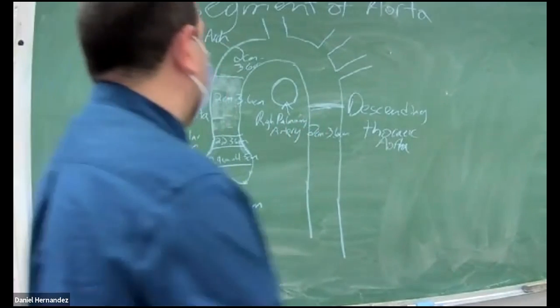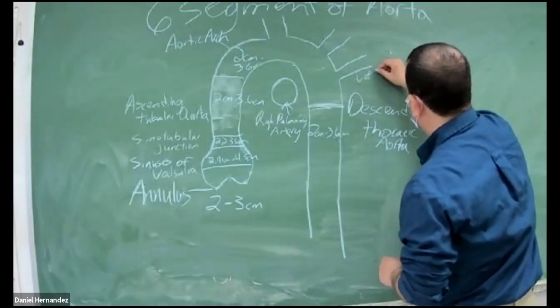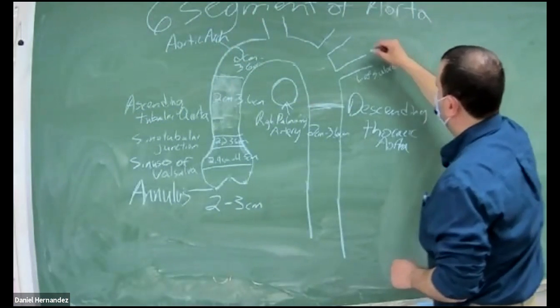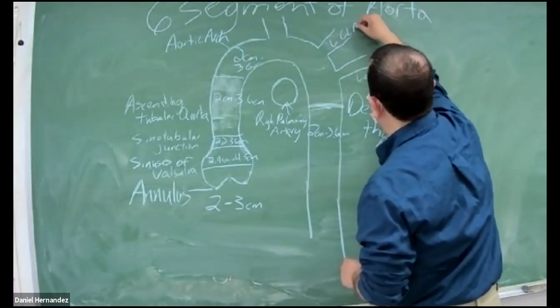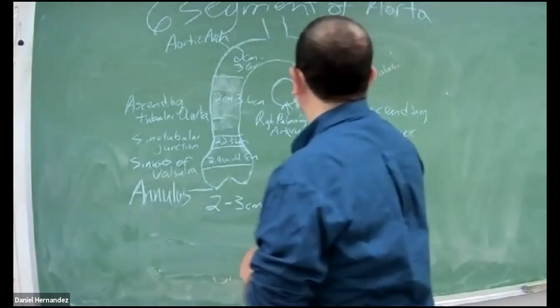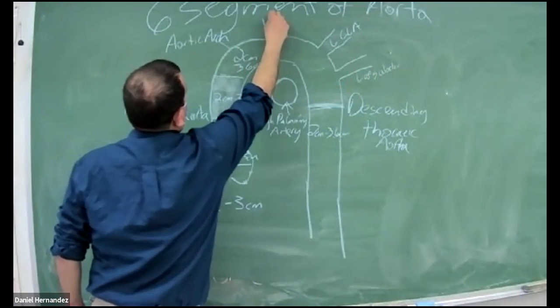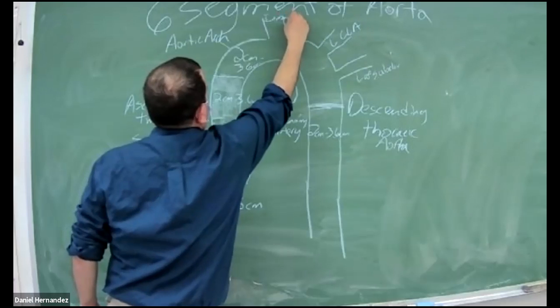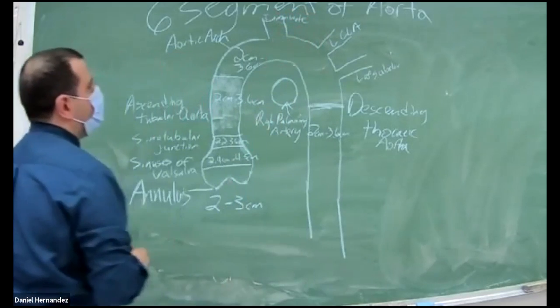We're labeling our branches off the arch. We have our left subclavian, left common carotid artery, CCA, and brachiocephalic, or innominate.